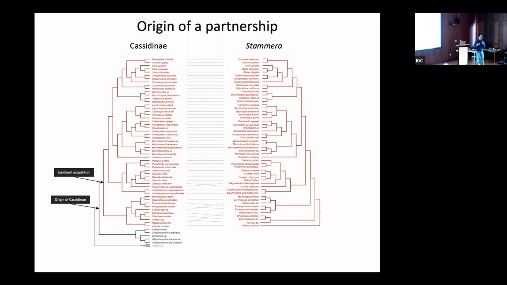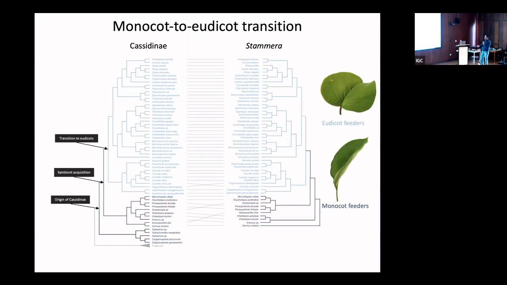The tree of the symbiont matches the phylogenetic tree of the host, and that reflects the near strict vertical transmission of Shitamara in the system. But what Marlene did find was that symbiont acquisition predated the evolutionary transition of Cassidines from monocot to eudicot feeding, suggesting that the acquisition of Shitamara may have counted as a pre-adaptation for that jump to this new and emerging niche.